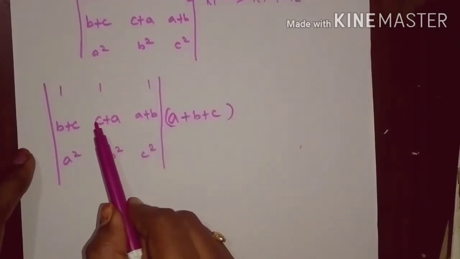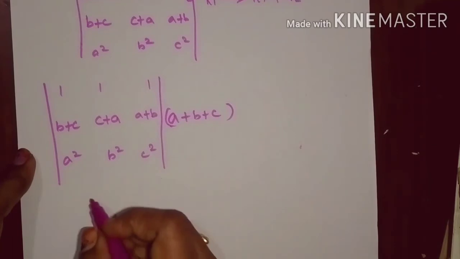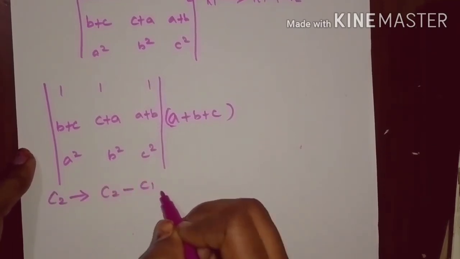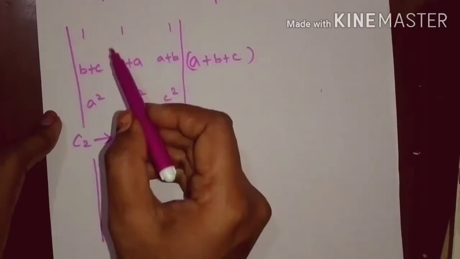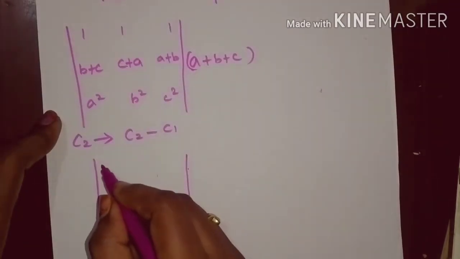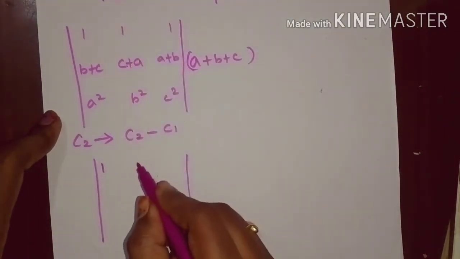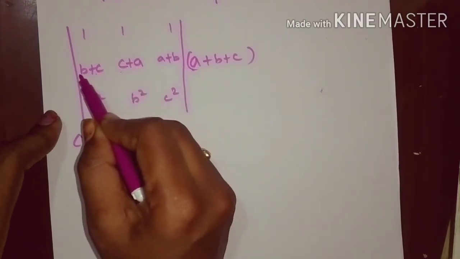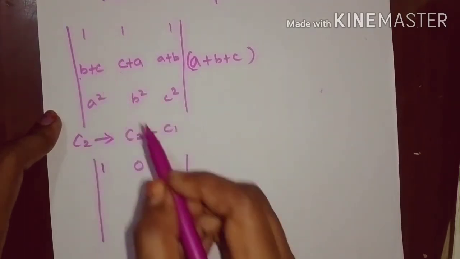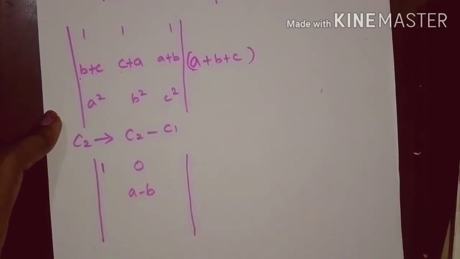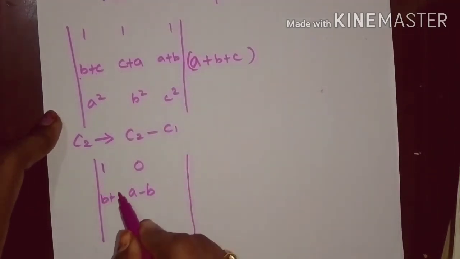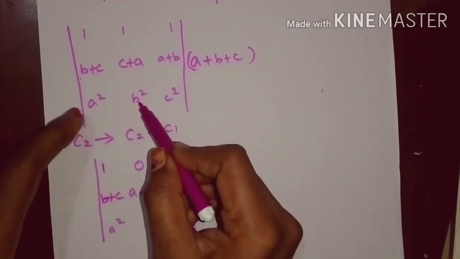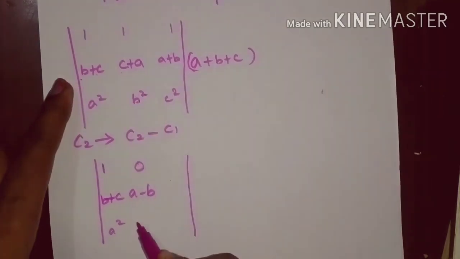I am going to subtract column 1 from column 2. So column 2 becomes column 2 minus column 1. Column 2 changes to 0, 1 minus 1, 0, and c plus a minus c minus b. So plus c and minus c get cancelled. We will get a minus b here, and the last term would be b square minus a square.